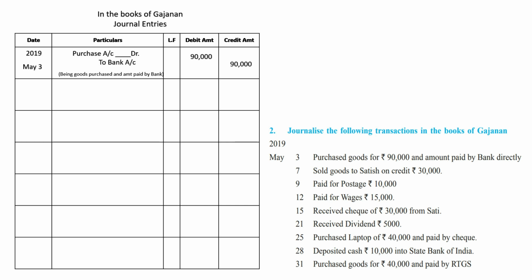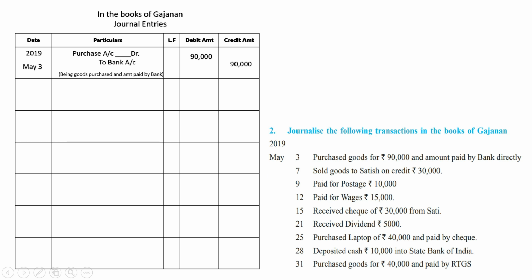In this way you have to pass your journal entries. Very first you will write the year, then month and date. Purchase account debit to bank account. 90,000 should be on the debit side, 90,000 should be on the credit side. And then you have to write the narration also, where you write: being goods purchased and amount paid by bank. So the first transaction is completed.